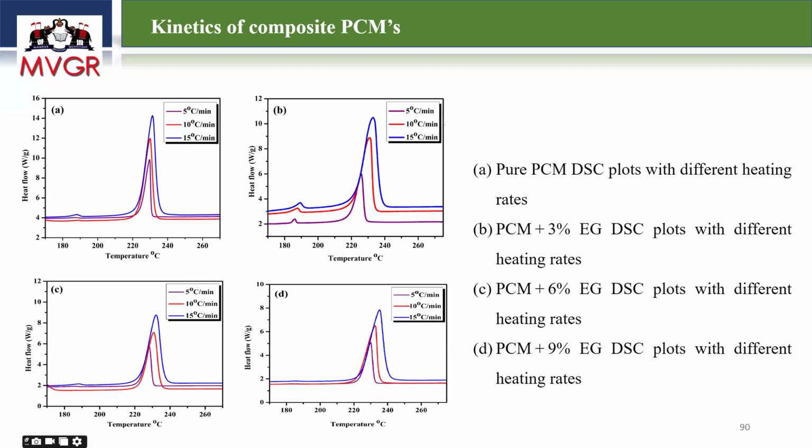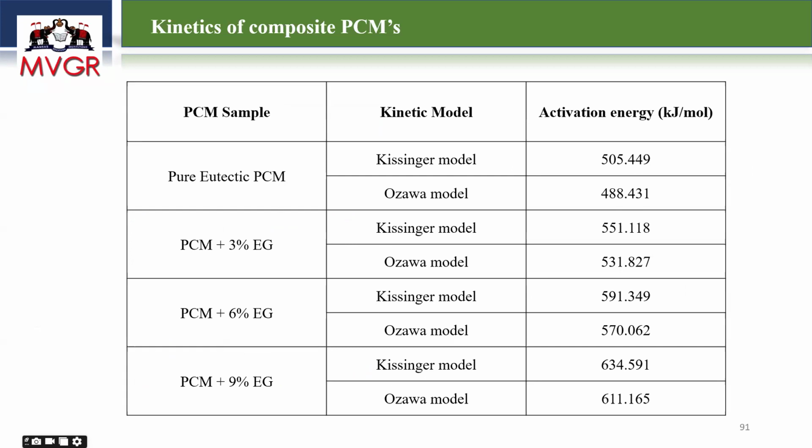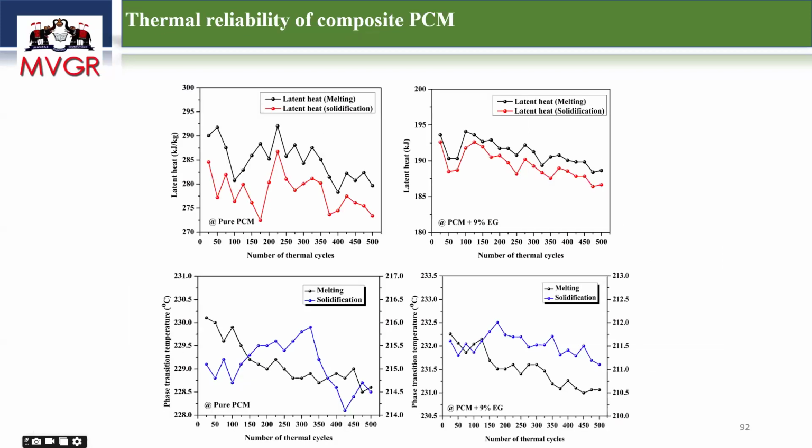And these are the different DSC plots at different heating rates, 5, 10, and 15 degrees per minute, that we are conducting. And these are the activation energy values using this differential DSC data. So various kinetic models we can deploy and we can get that activation energy value. Adding that expanded graphite, the activation energy value will be significantly improved. I already told you that activation energy is nothing but the energy we need whenever we want to initiate a reaction. So here, adding up to 9% expanded graphite, my activation energy value will be increasing.